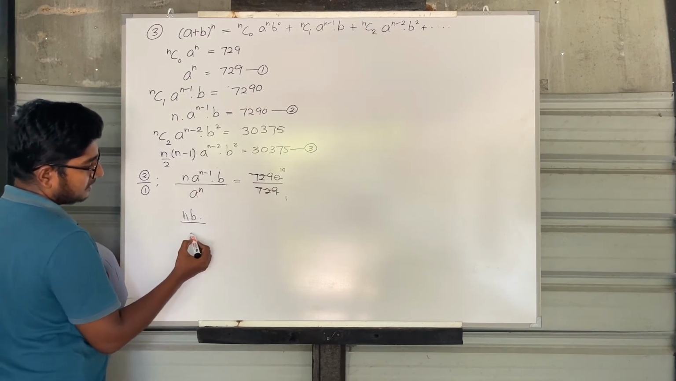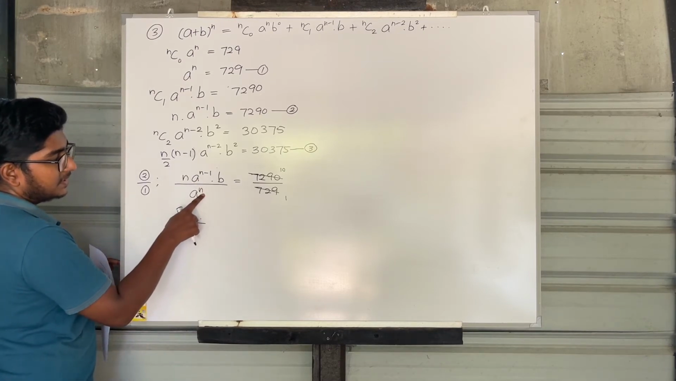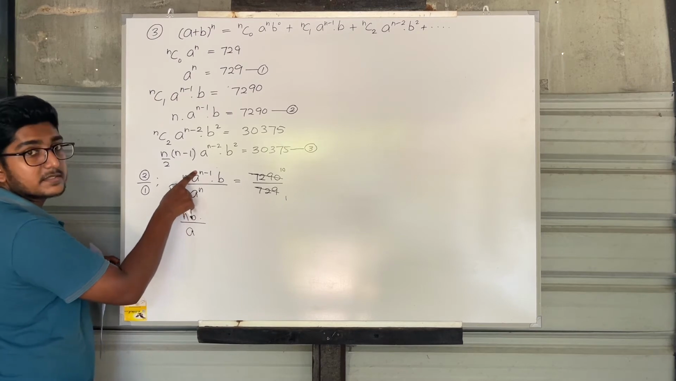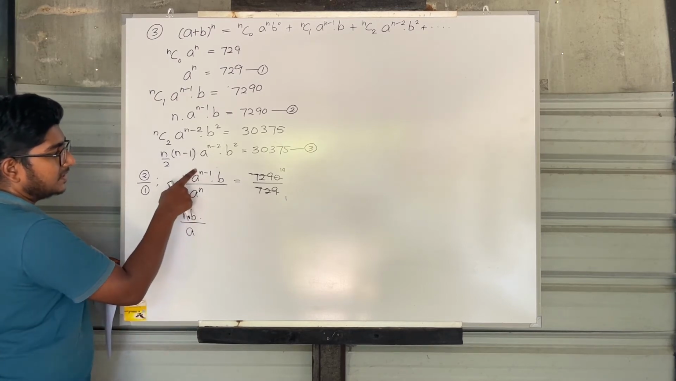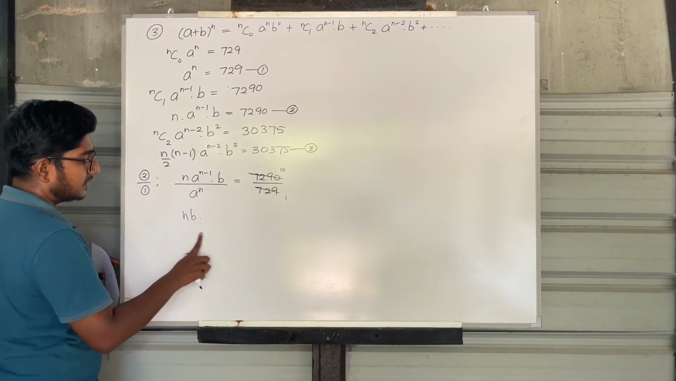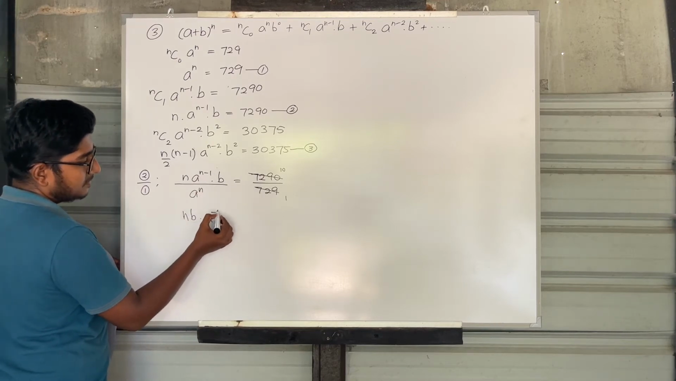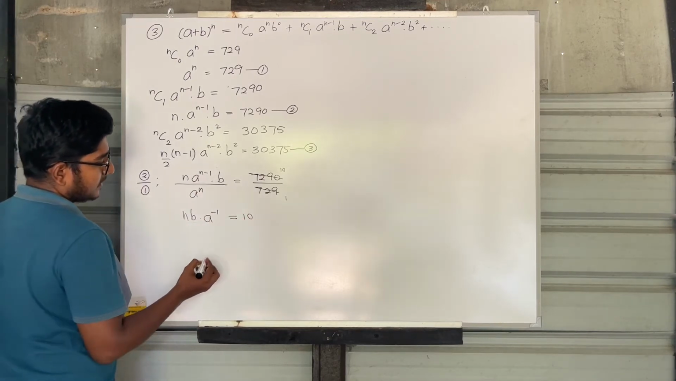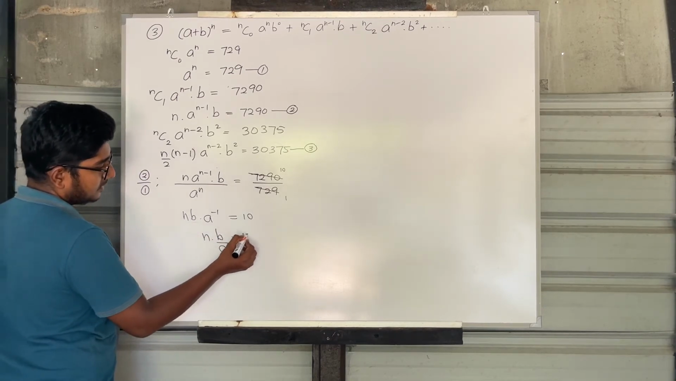This denominator become a. The index of the numerator minus the index of the denominator should be written in the denominator, or else subtract this index from that index and write it in the numerator. Let's write that. Clear. n minus 1 minus n is minus 1. So a to the power minus 1 is 1 over a.